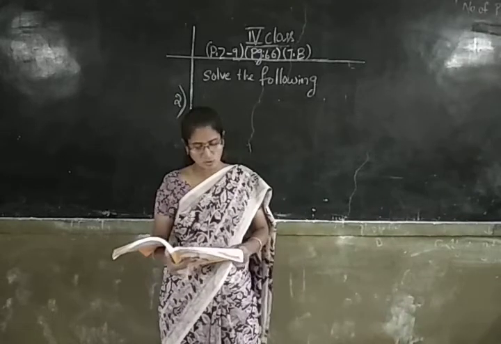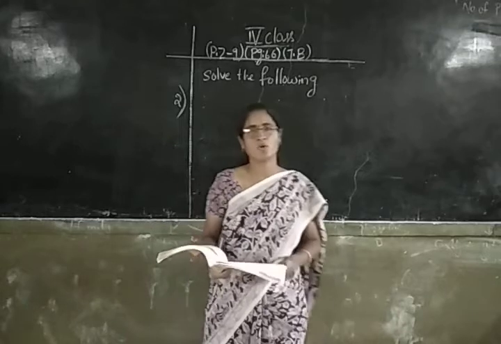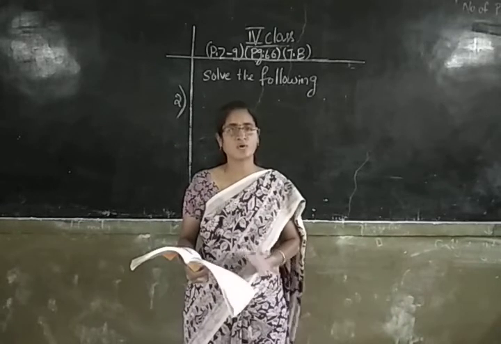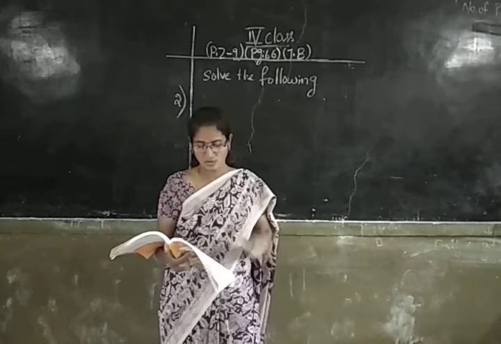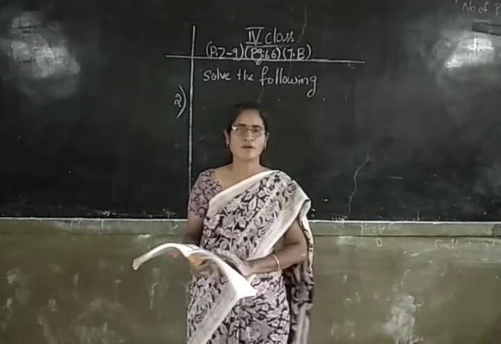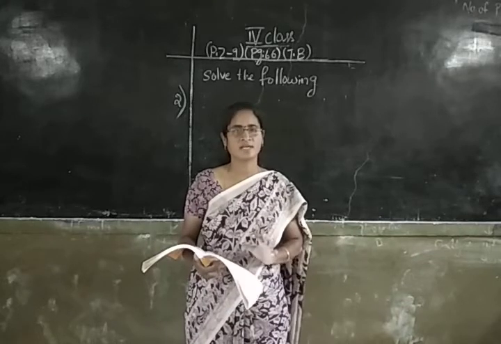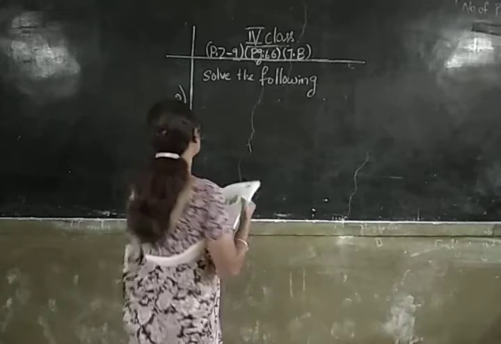There are 2347 sheets of paper in a box. So how many sheets are there in a box? There are 2347. So how many sheets are there in 15 boxes? Now we have to find out how many sheets will be there in 15 boxes. Okay children, so let us do the sum.